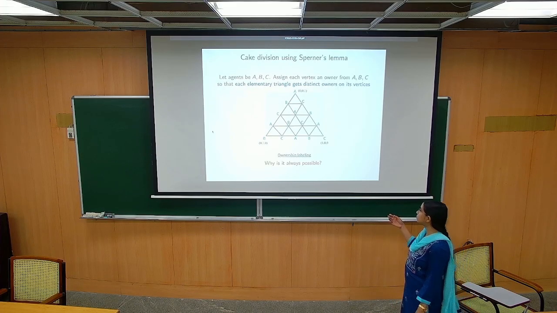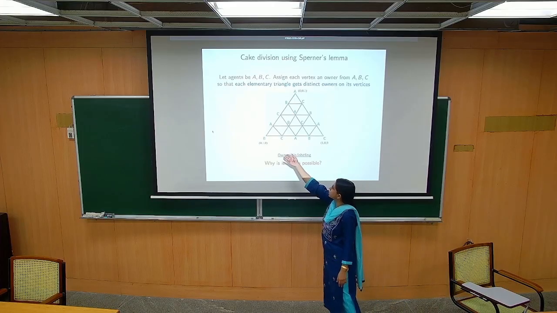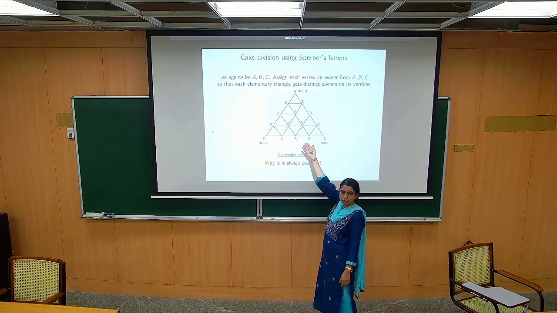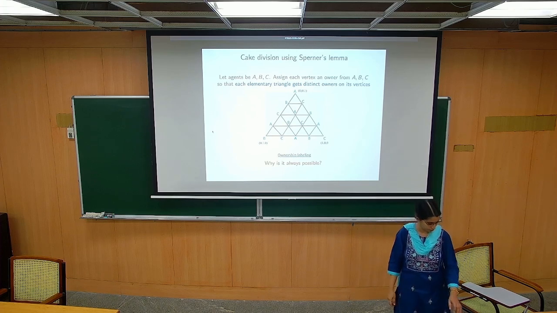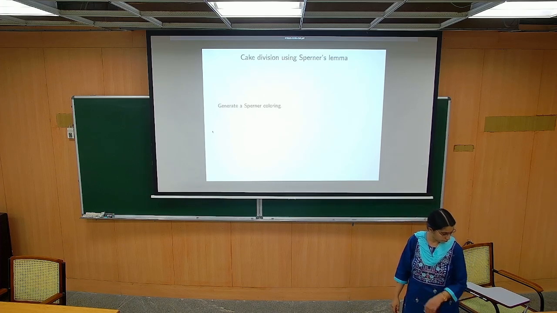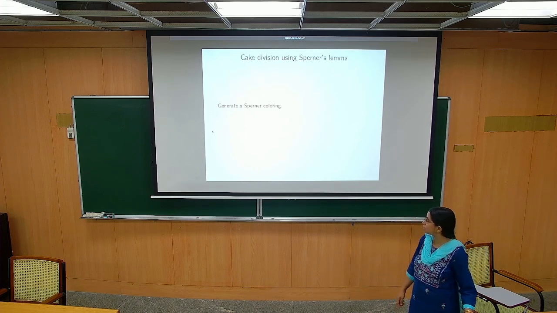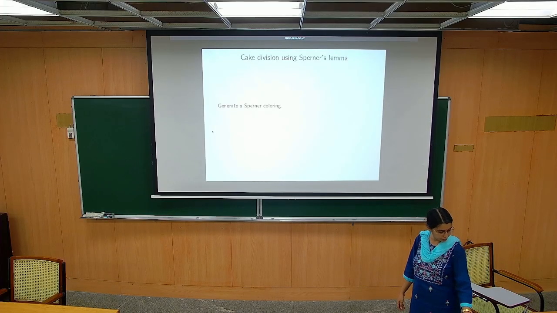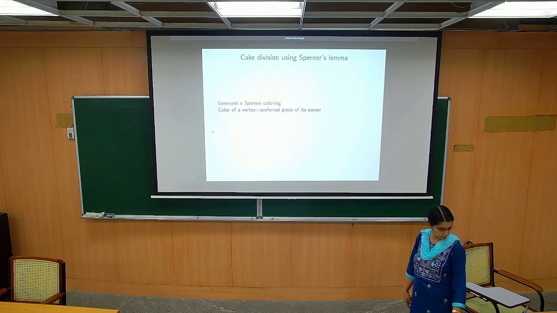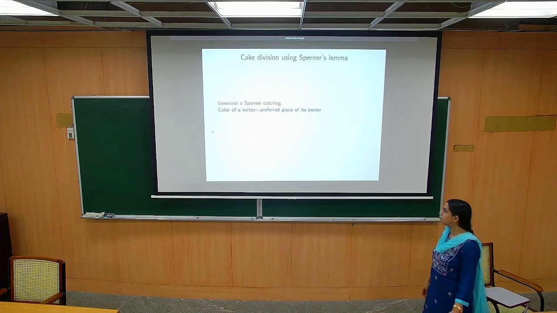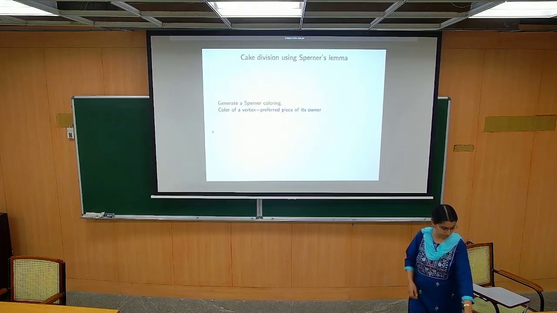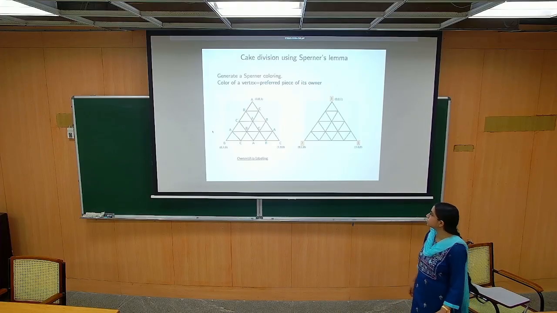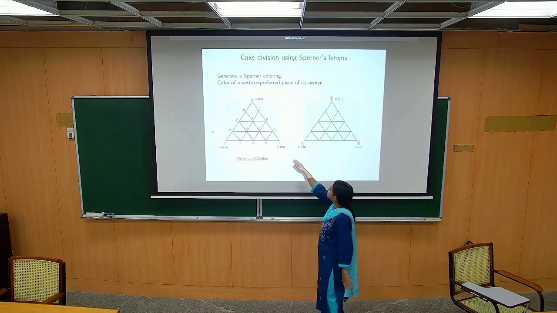Note that this is not a Sperner coloring because that corner and this corner have A, B labels, but there is a C in between. Now for this triangle that we generated, we want a Sperner coloring. So how do we assign a color? The color of a vertex is the preferred piece of its owner. So this is the ownership labeling.